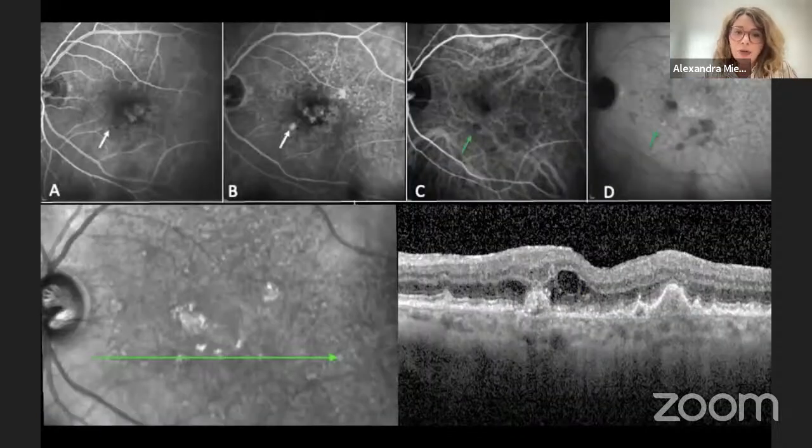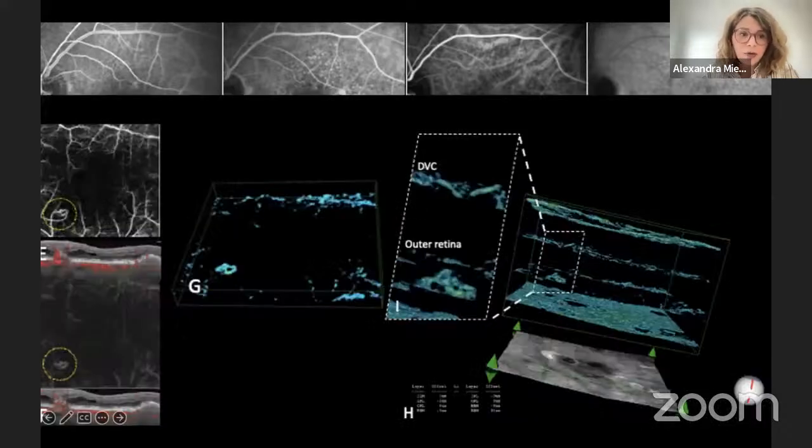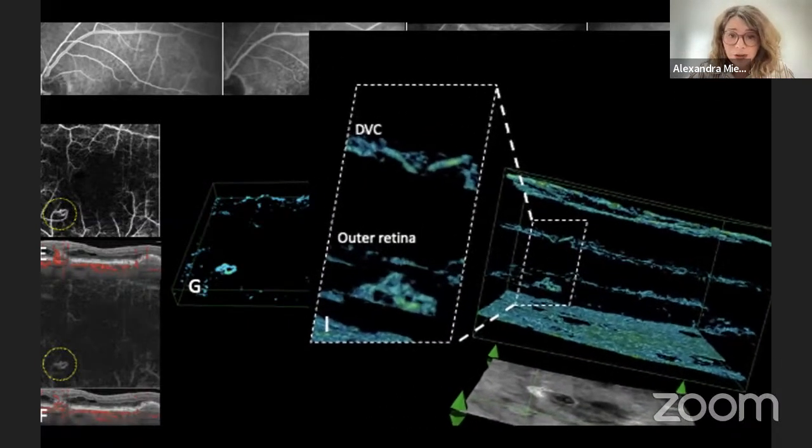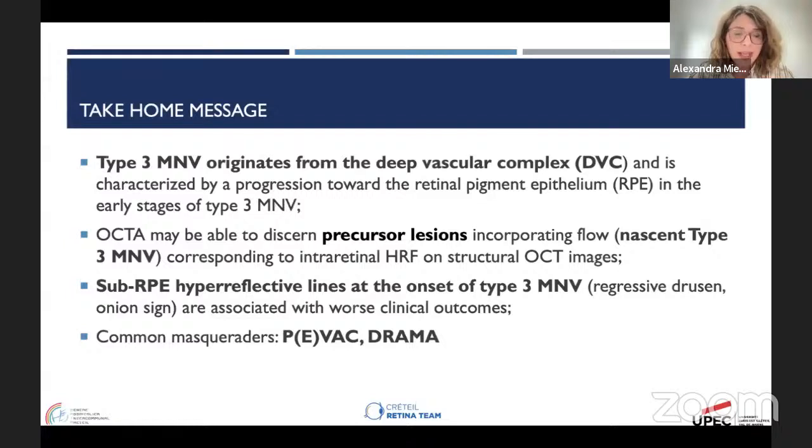So if we perform, for instance, an OCT angiography for this patient, what we will see on the flow images corresponding to the outer retina is this tuft-shaped lesion that can be seen here with the yellow circle. But if we do a 3D rendering, we will see the vessels from the deep vascular complex that will drag down towards the outer retina to form this hyperreflective complex, as you can see very nicely here.